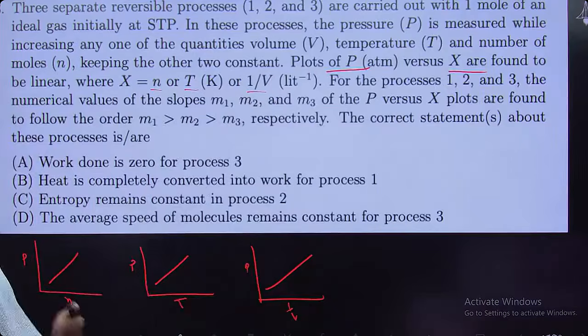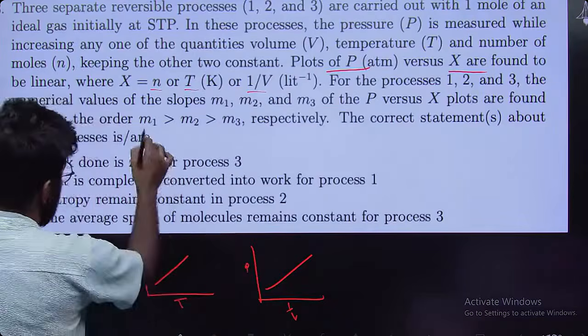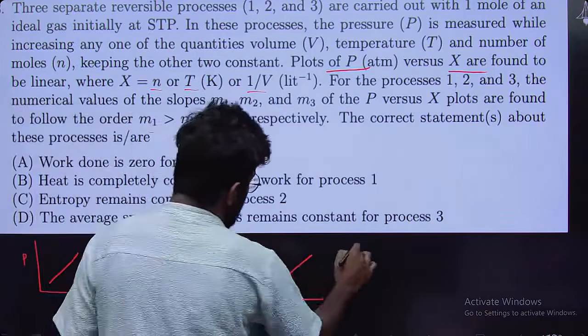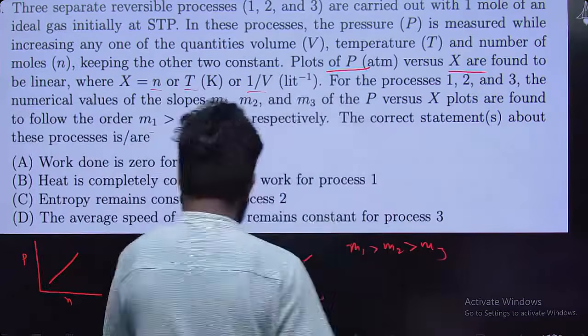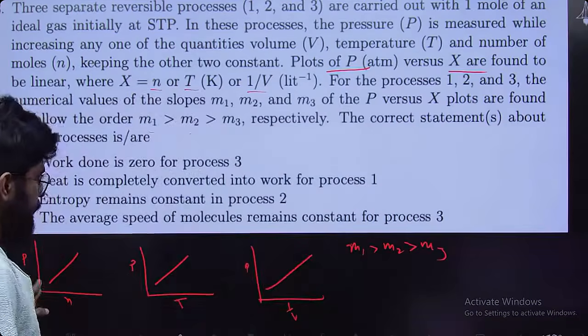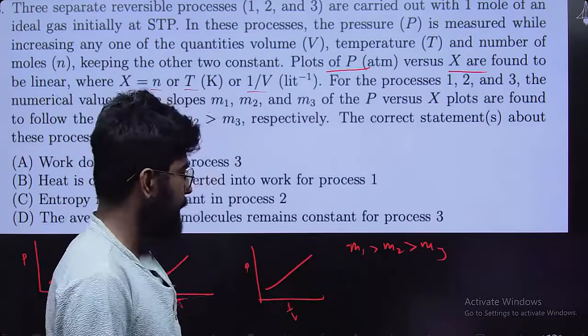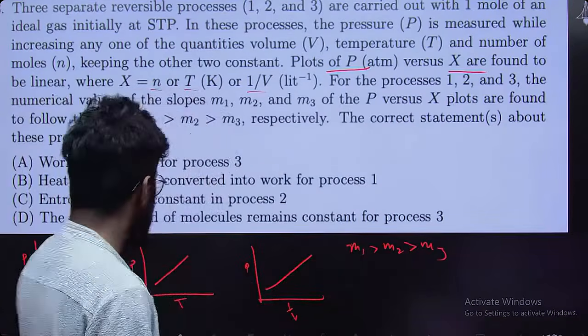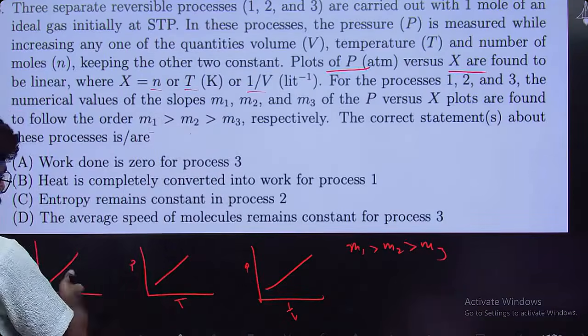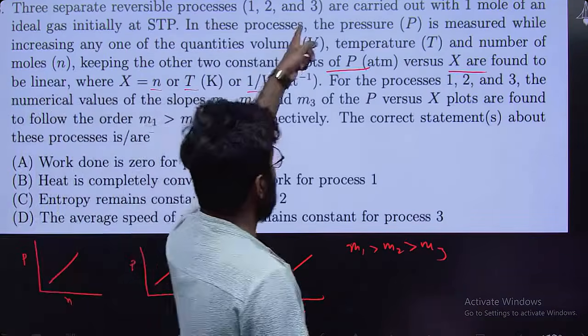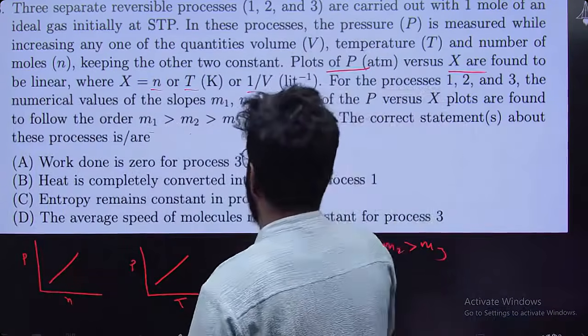They are saying that they have the slopes m1, m2, m3, and the order is m1 greater than m2 greater than m3. Among these three, the one with the highest slope will have the slope m1, and that will be the first process. So all you have to identify is which one is the first process, which one is second, and which one is third, so that you could answer it.